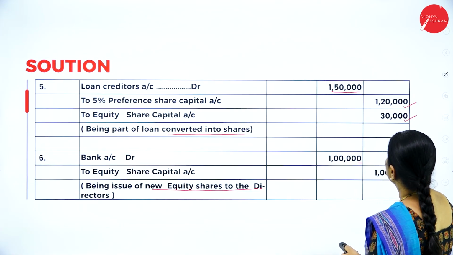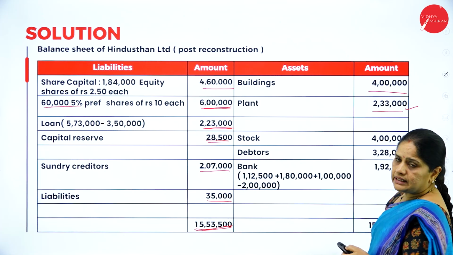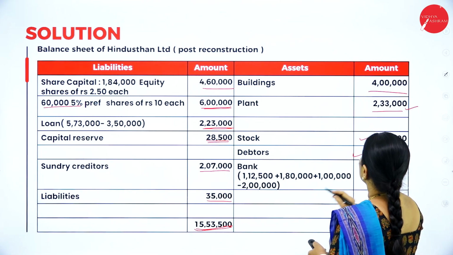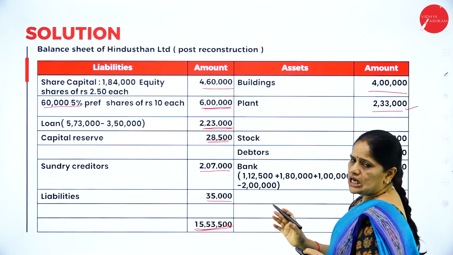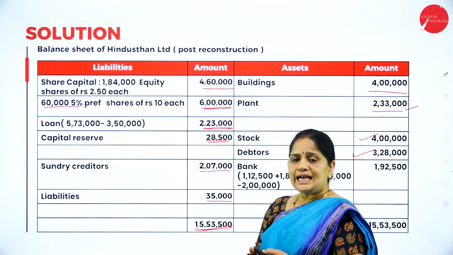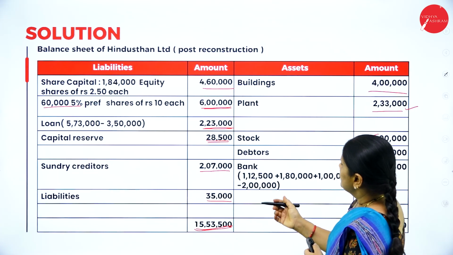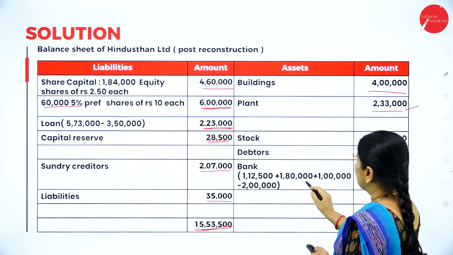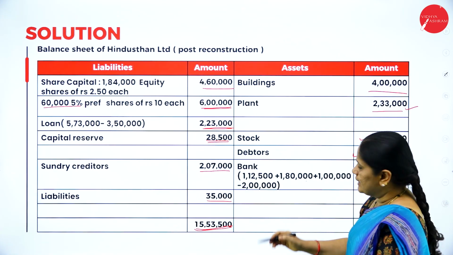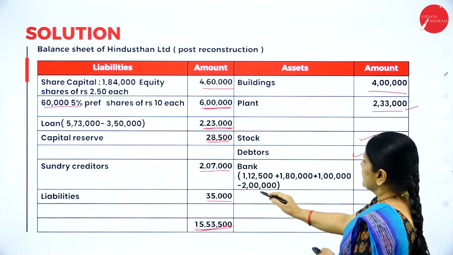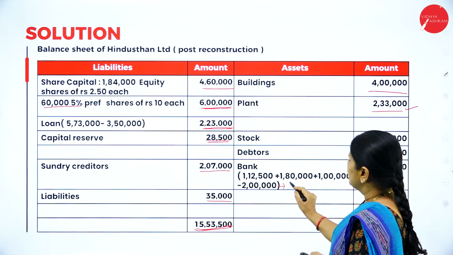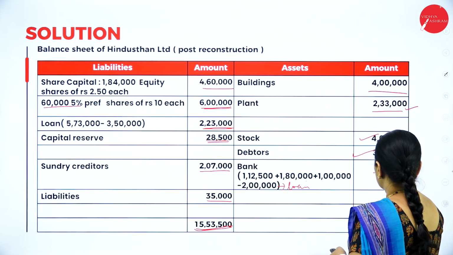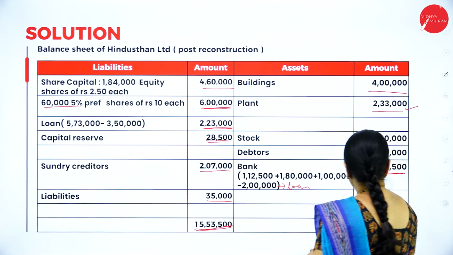So we have plant value 2,33,000, stock 4 lakhs, debtors 3,28,000. So we don't have profit and loss account, we don't have the goodwill and trademark. They are all written off. So the bank balance is 1,12,500 plus 18,000. So all the debit balances of bank you add together, and this is the loan amount which we have paid. So the balance amount is 1,92,500.